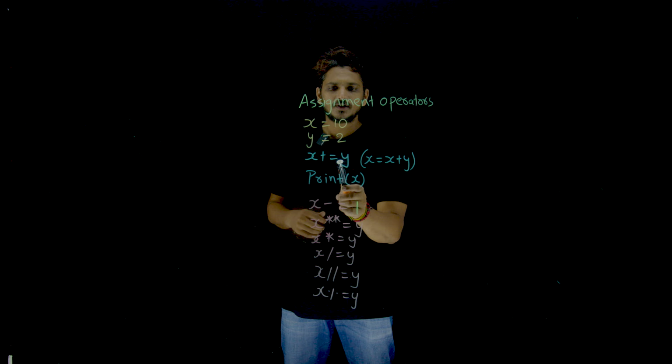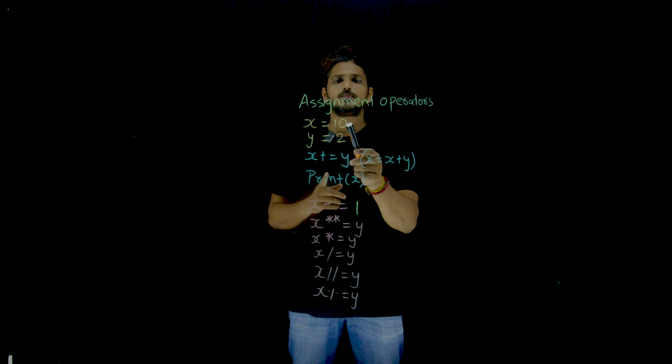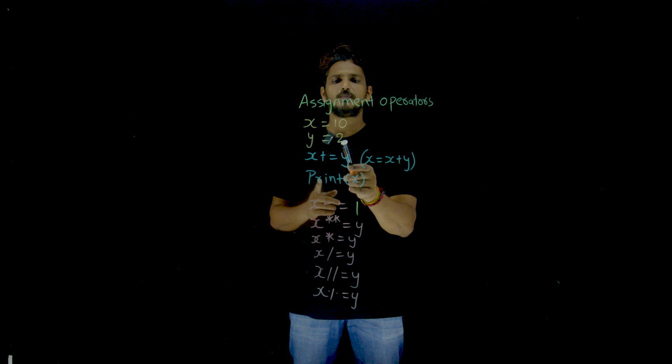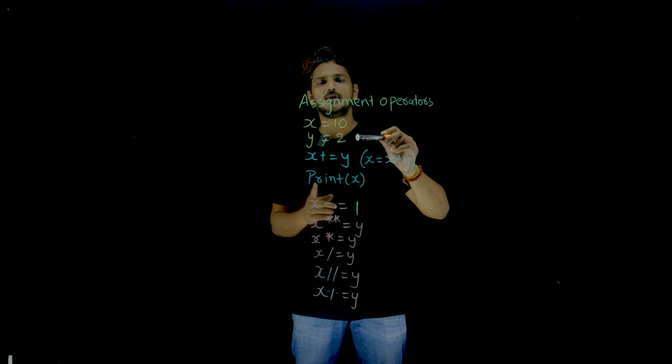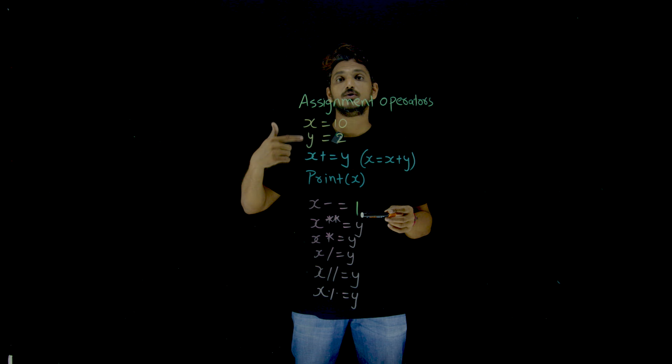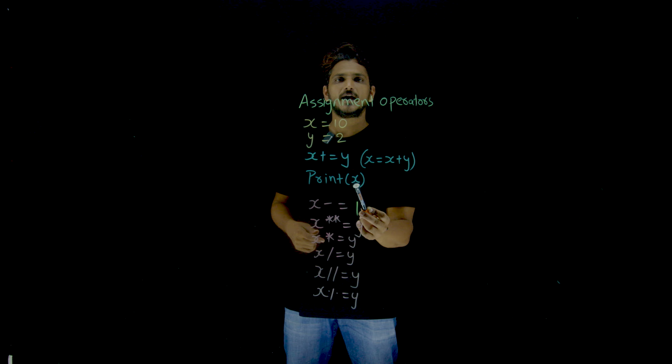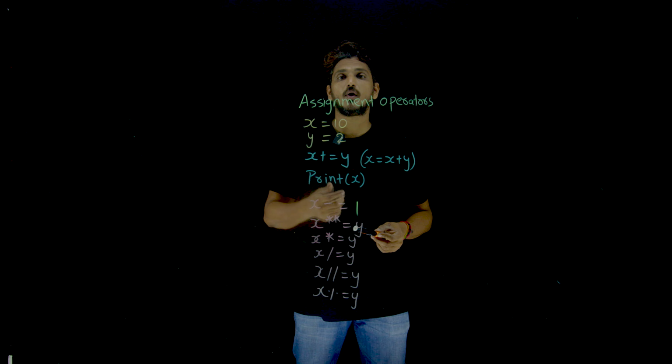So after executing this statement, what is the value present in x? 10. 10 plus 2. What is the value present in y? 2. 10 plus 2 is 12. 12 is assigned to x. So x contains the value 12. If you display print x, you are going to get an output of 12.